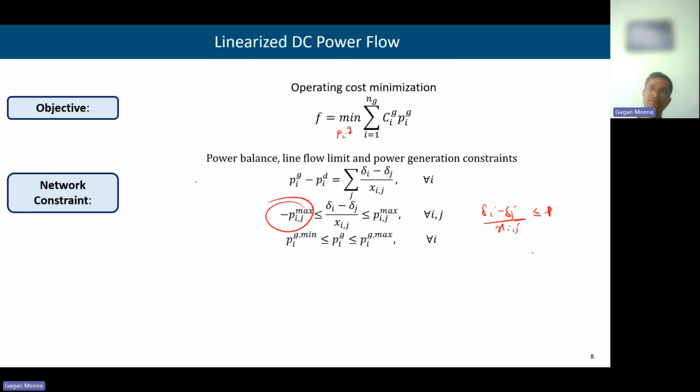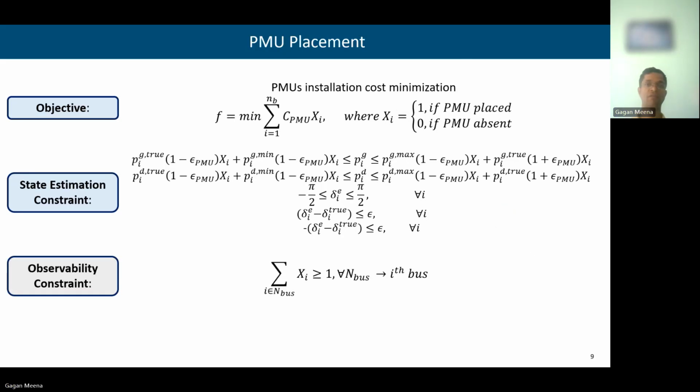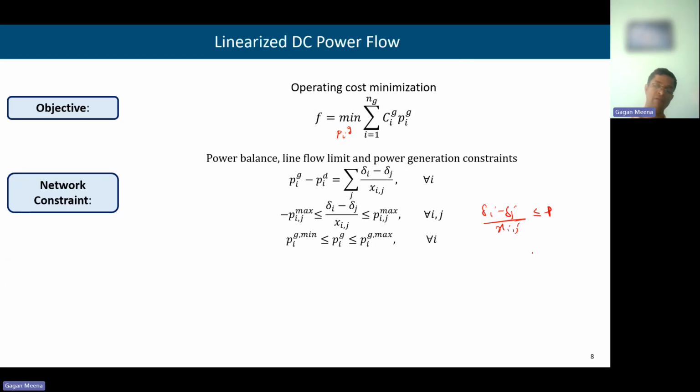And this one is the power balance constraint at each node. Generation minus demand is equal to the total injection, which is equal to the sum of line flows originating from that bus i. So this was for linearized AC power flow.